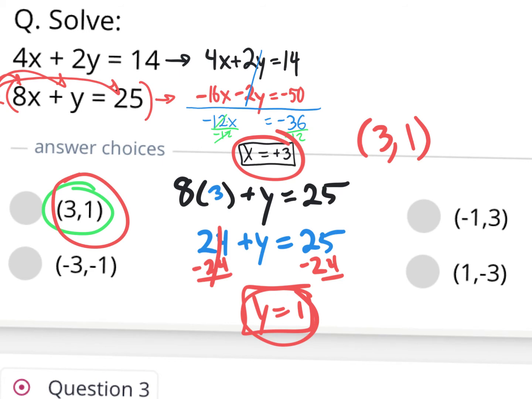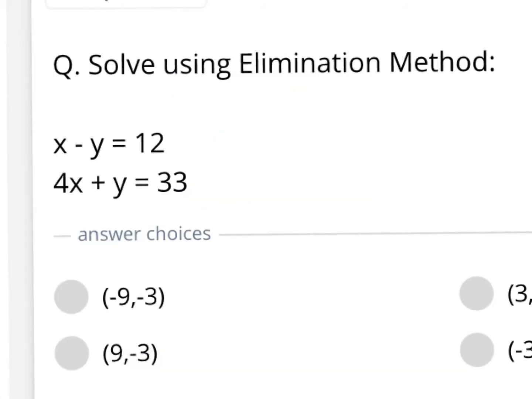Let's move on to the next question, number 3. This question does say solve using the elimination method. Now, you could solve the system however you want. You could graph both equations, find the point of intersection. If you happen to see that they cross at the location 9, negative 3, then this would be your answer. You could also solve with the elimination method, which is definitely what I would do.